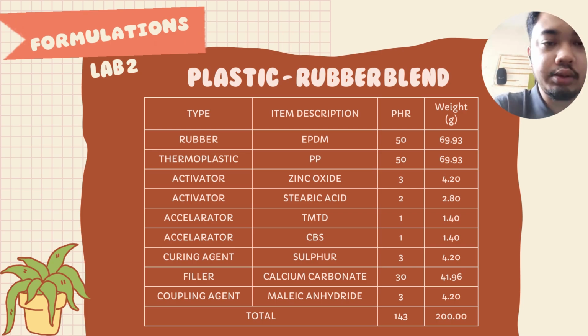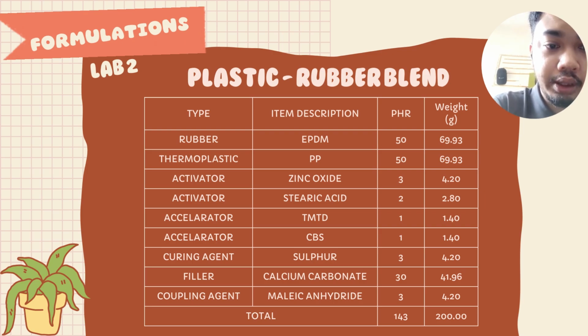Assalamualaikum. Today I want to present about the lab plastic rubber blend, TPE. The rubber we use is EPDM and PP, at a ratio of 50-50.